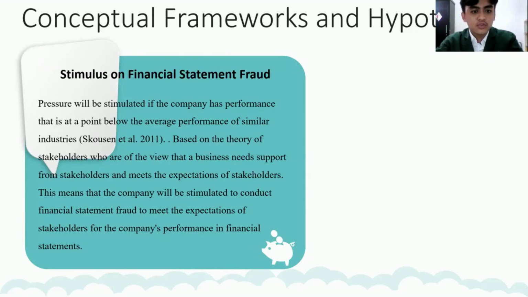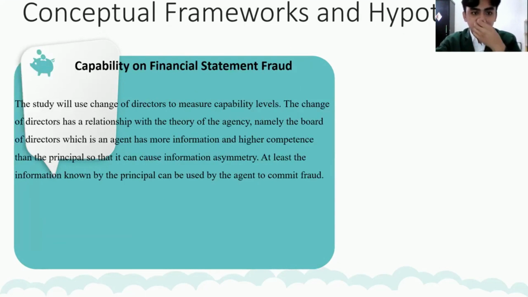This is the stimulus on financial statements based on stakeholder theory, which views that the business needs support from stakeholders and must meet the expectations of stakeholders. Capability on financial statement fraud. The study will use change of director to measure capability level. The change of director has a relationship with the theory of agency, namely the board of directors has more information and higher competence than the principal.